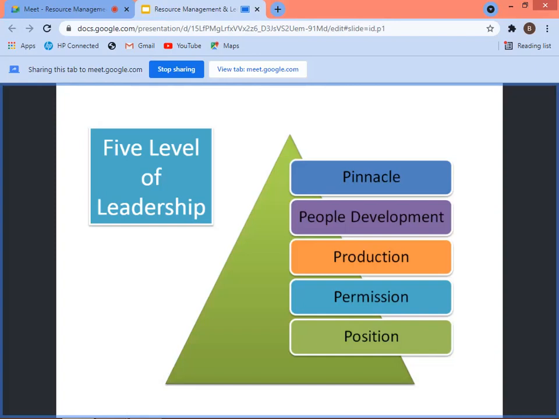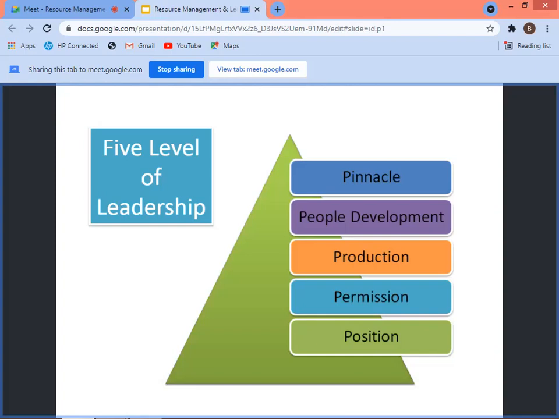So they follow you because they have to. But deep inside, they don't want to follow you. They have no choice, because you have the position. Whether they like it or not, the company has given you a position as a leader, as a manager. So they have to follow you.